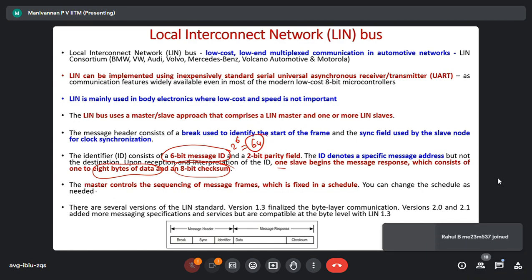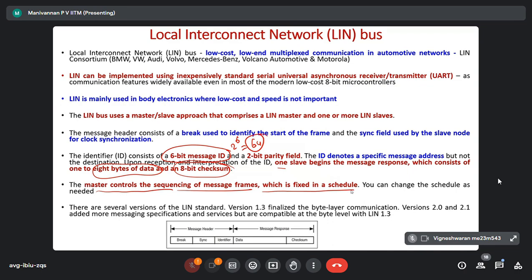The master controls the sequencing of the message frames, which is fixed in a schedule. While designing the LIN bus, what messages there are, all these things you have to discuss, correct? The master only controls how the messages should be transmitted. We will see how that works, which is called scheduling, correct?